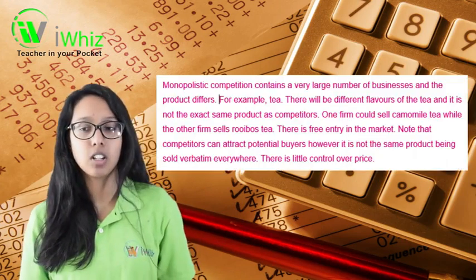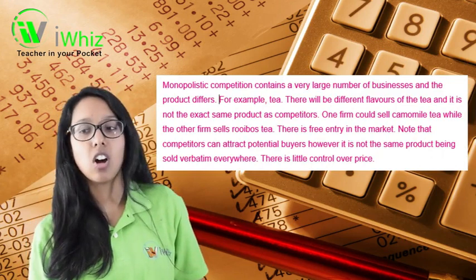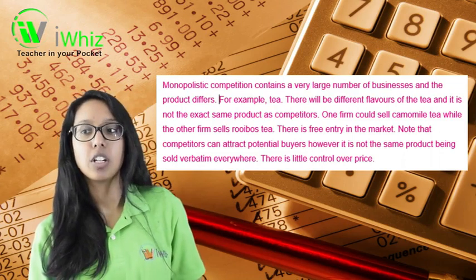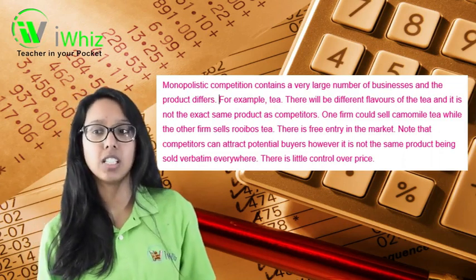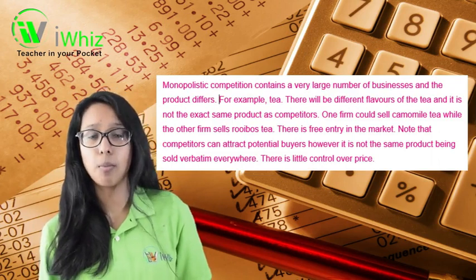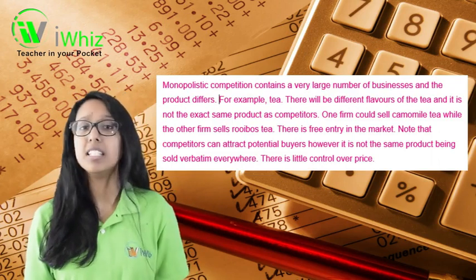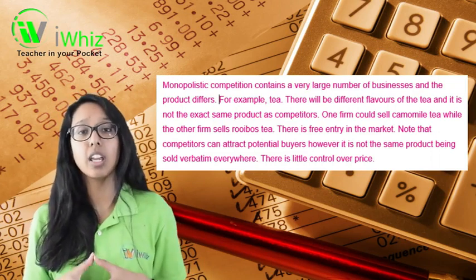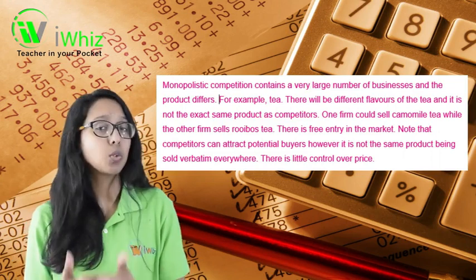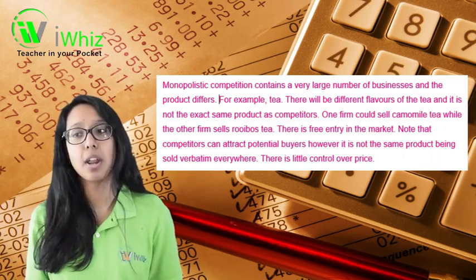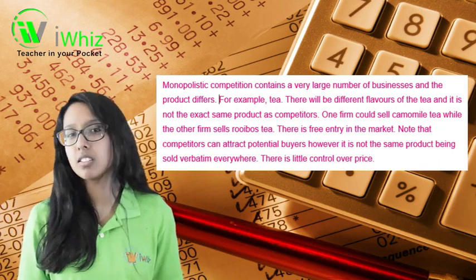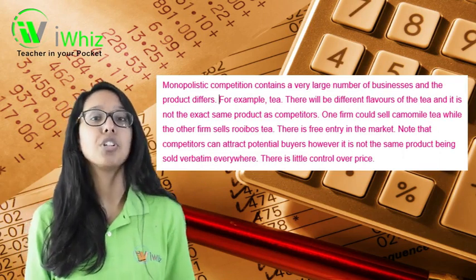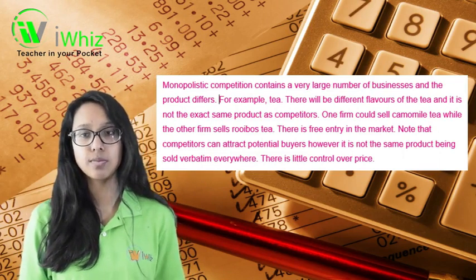If you look at monopolistic competition, this contains a very large number of businesses and each of the products differ. For example, tea. There'll be different flavors of tea and it's not the exact same product as the competitors. Your Lager tea is completely different to your Five Roses tea. So there's free entry in the market, and competitors can actually attract potential buyers, but it's not the same product that's being sold verbatim anymore. So there's very little control that producers actually have over the price change.